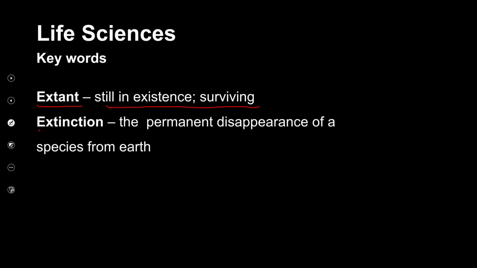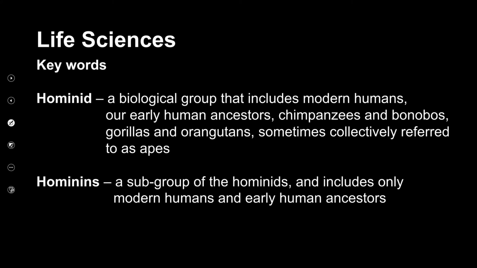Then the opposite term is extinction. This is where organisms have permanently disappeared from the earth. So those are species that are no longer in existence. They lived in the past, and the way in which we learn about them is from evidence, fossil remains, for example. Right, then two very important terms when we are studying human and hominid evolution are these two.